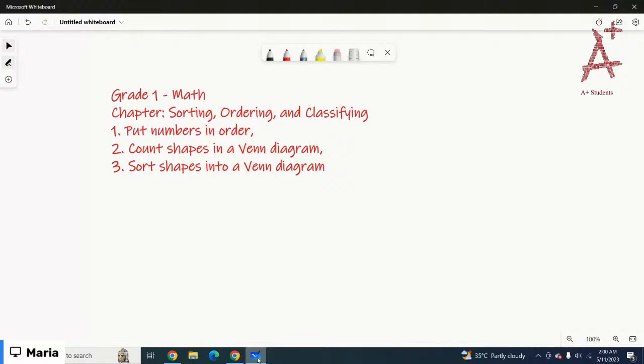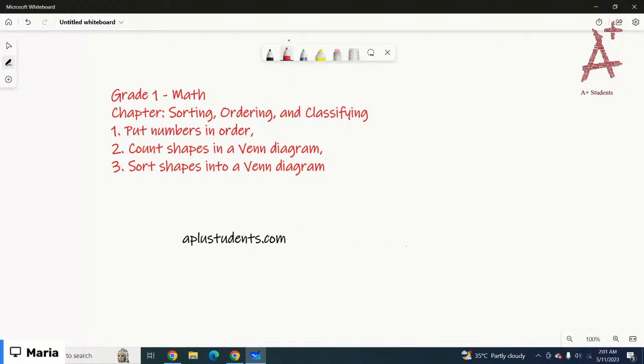We're going to start with grade 1 maths. You can find all the lessons on aplusstudents.com. You have to log in there using your email address, and the password is provided by the administrator. Then you have to select math from the subject tab and scroll down to grade 1 math. There you can find a list of the chapters.